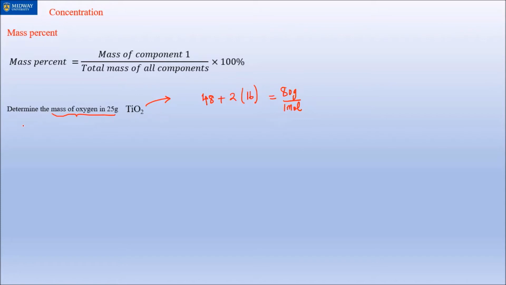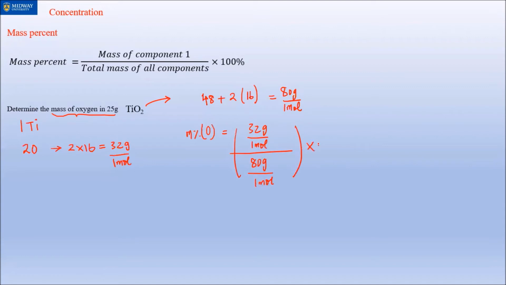Now, how do we do that? How did we do that in the previous video? We have one titanium and two oxygen, right? So we're only focusing on oxygen. This means it's 2 times 16, which is 32 grams per mole. So the mass percent of oxygen is 32 grams per mole over 80 grams per mole times 100%, which equals 32 over 80 times 100, which is 40%, right? That's the mass percent of oxygen.